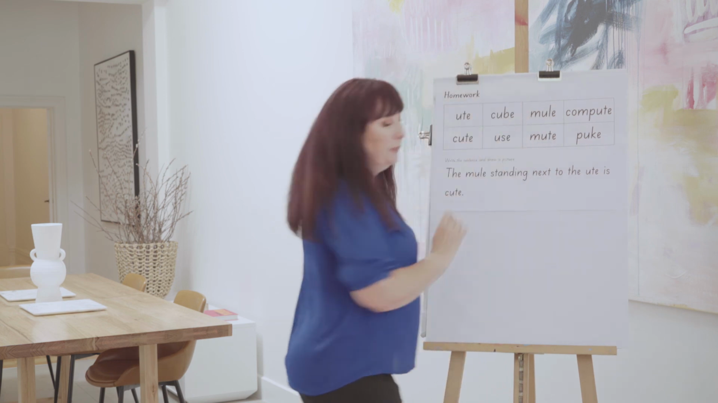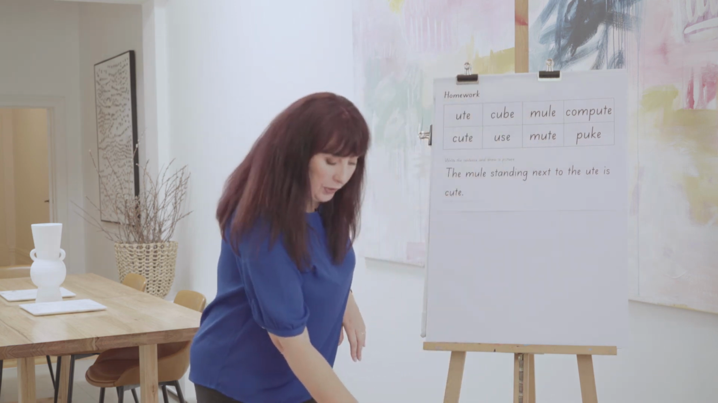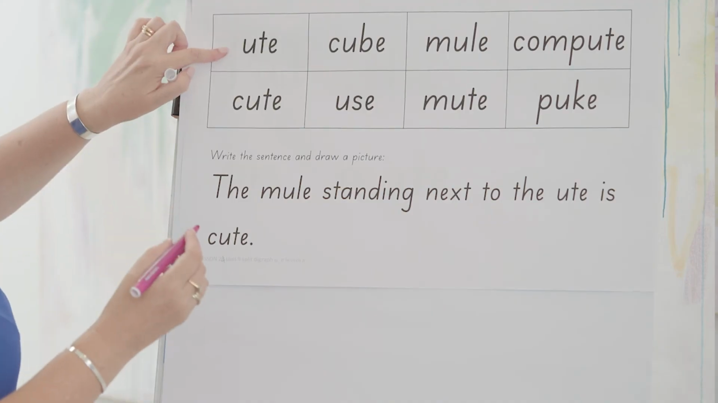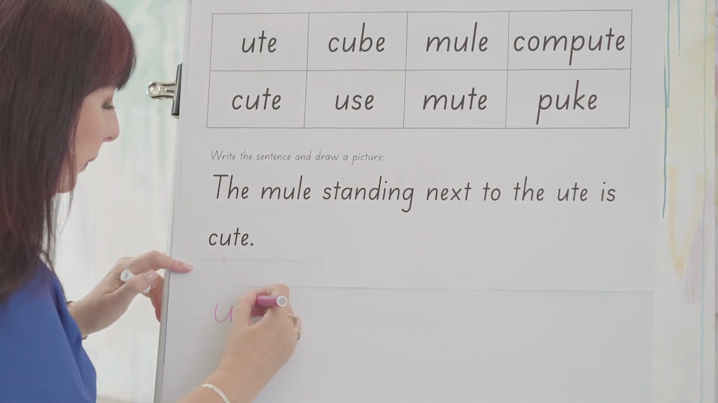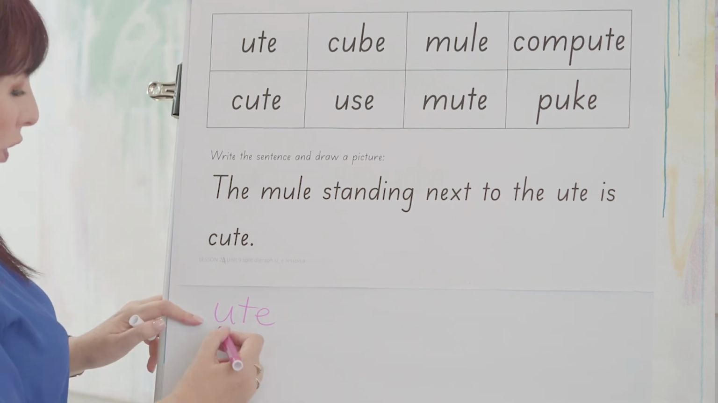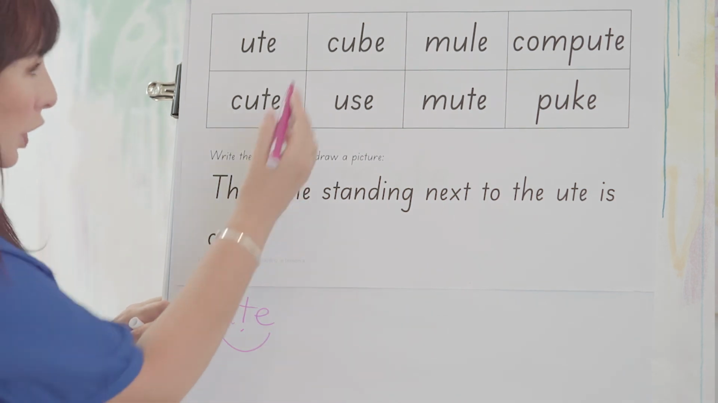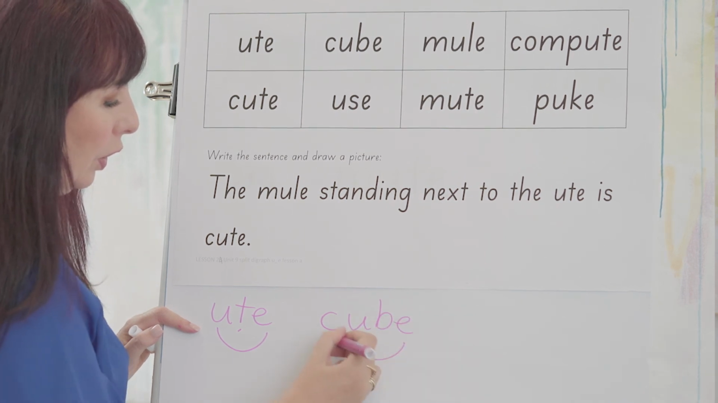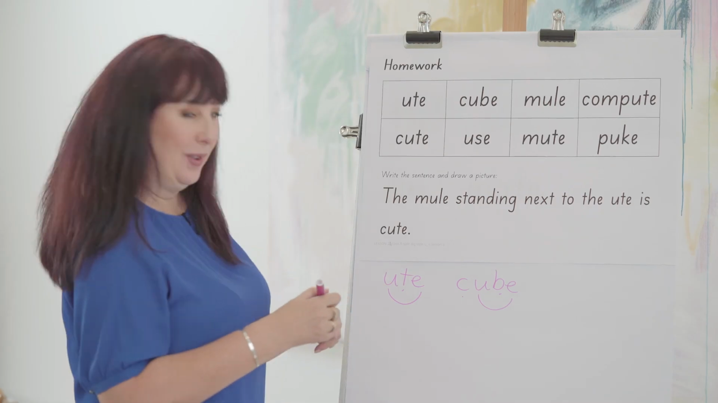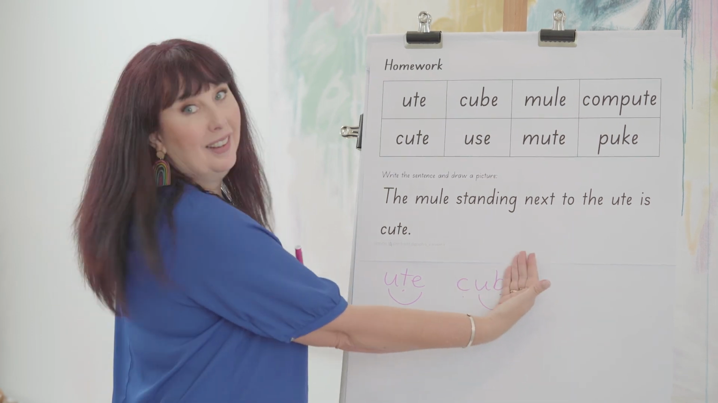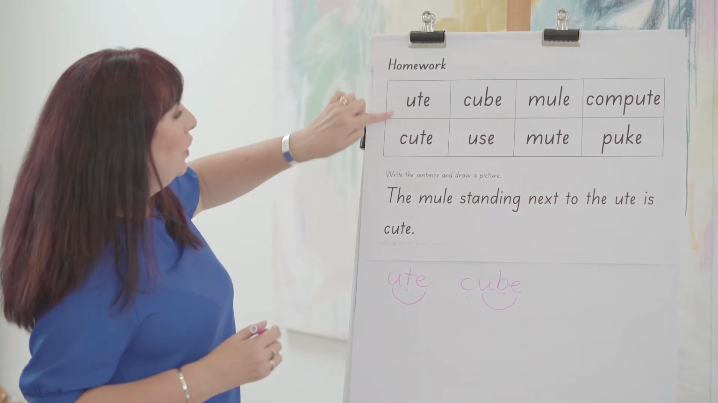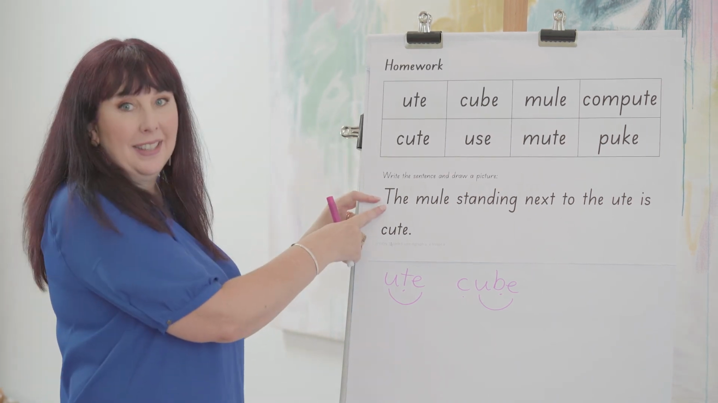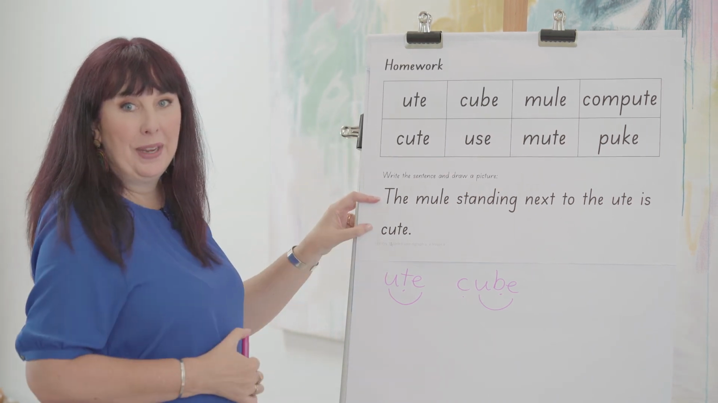What I'd like you to do is write these words and dot dash dive them. We haven't done that for a while, have we? So I'd like you to write the word ute, cube, cube. What happens if we get rid of that E? Cub. I'd like you to do that for all of these words, and then I'd like you to read this sentence and draw a picture.